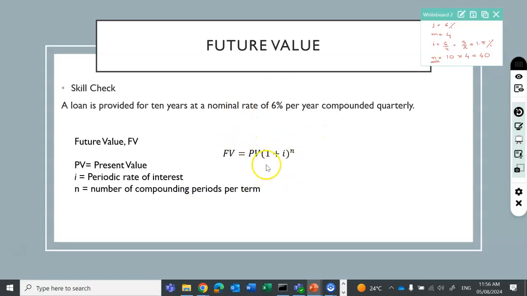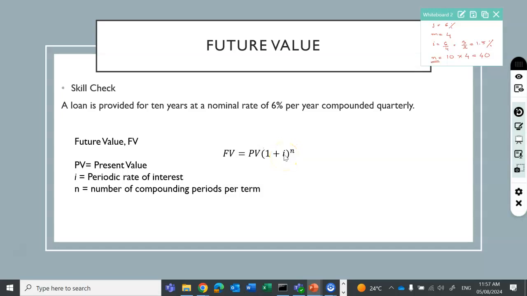So next we will see how to calculate the future value. Future value can be calculated using this formula: FV = PV(1 + i)^n. PV is the present value, or the principal amount that you have invested or the loan you have taken.